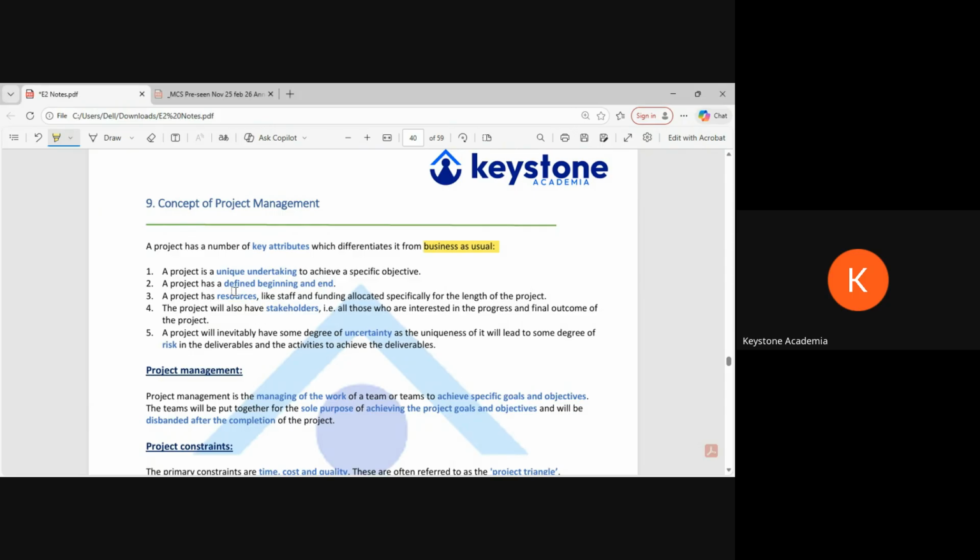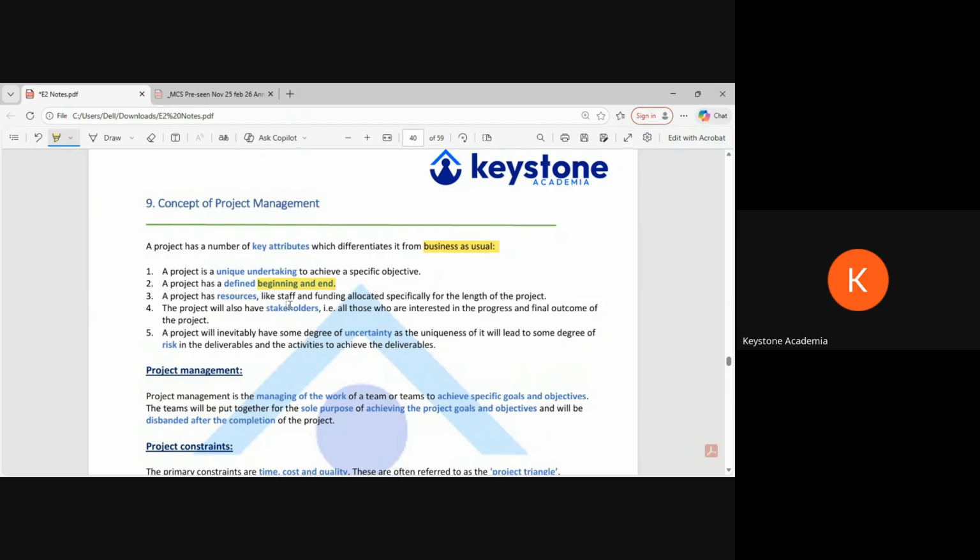A project has a defined beginning and end. It should have an end. The project has resources. So it depends on the time, cost, and quality. And where this is coming from, it's coming from the resources like staff, funding allocated specifically for the length of the project. The staff, we are talking about human resource. Funding, we are talking about financial resource. Then we have data in today's world. We have technology, intangible and tangible assets both.